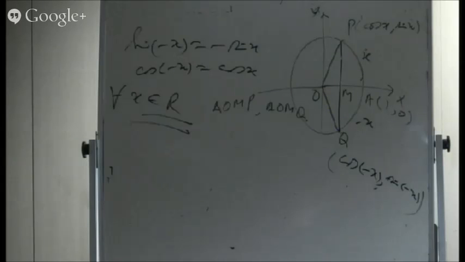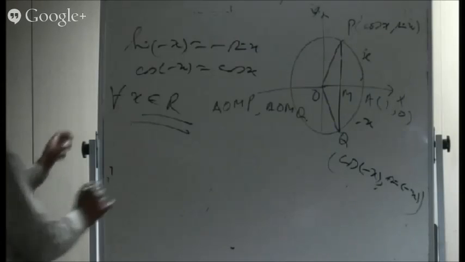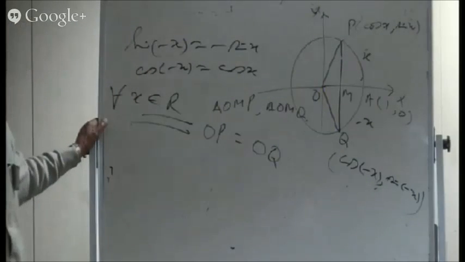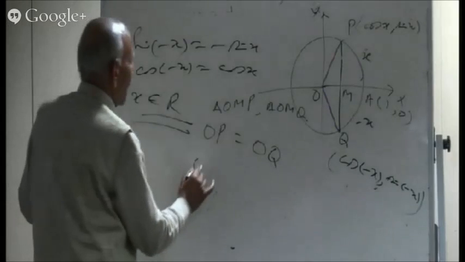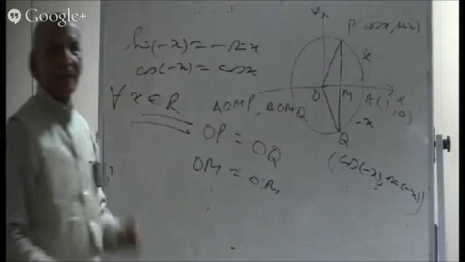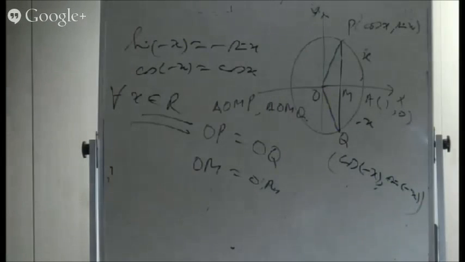You are saying that OP is equal to OQ. Is it right? OP is radius, OQ is radius. And OM is common. Then what else? Tell me the third thing. Two things I have written: OP equal to OQ being radius, and OM is common. Then what else? Yes, you will say that MP is equal to MQ.